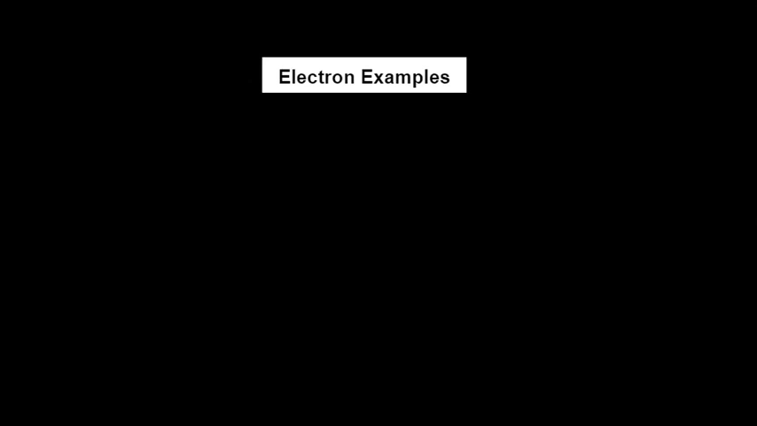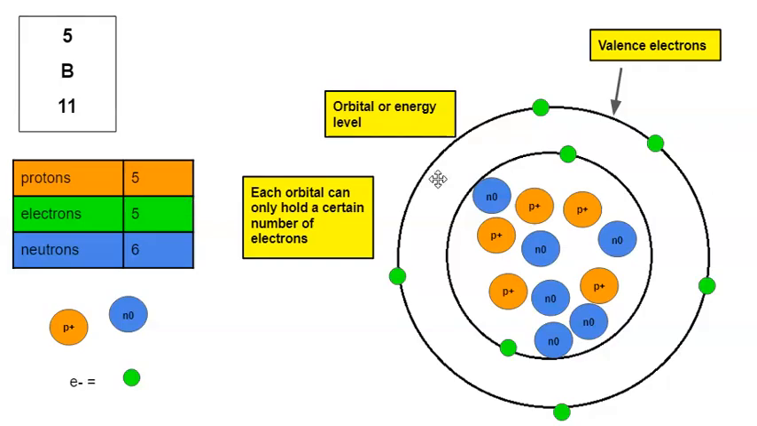This is going to be a short video with electron model examples. So in our last video we were talking about making an atom model, and a couple things to review. We know that the center of the atom is the nucleus. That's where the protons and the neutrons are found. They make up the mass of the atom.